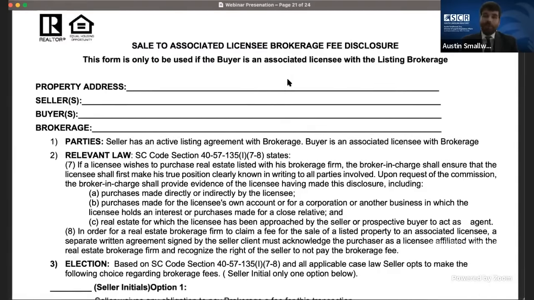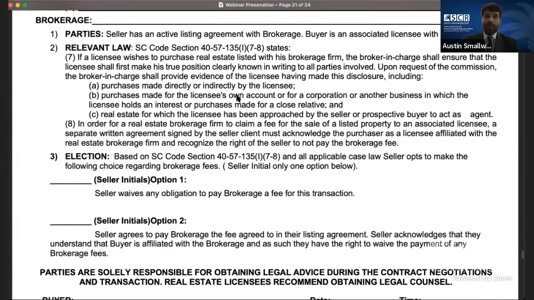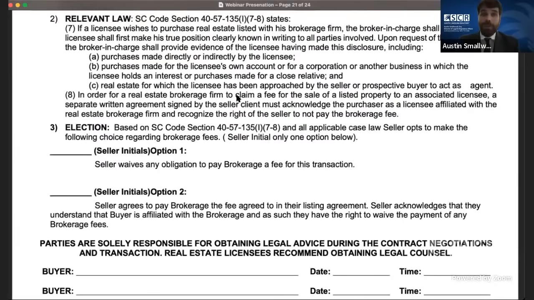That's been a requirement since 2017, that you do that as a brokerage, that you have to have a separate written agreement. We can't write it into the contract. You can't put it in the agency agreement. It's got to be a separate written agreement. So to help out with that, the form has been created. We list out the property address, the seller, the buyer, the brokerage, acknowledge who the parties are, and put in that relevant part of case law and license law.